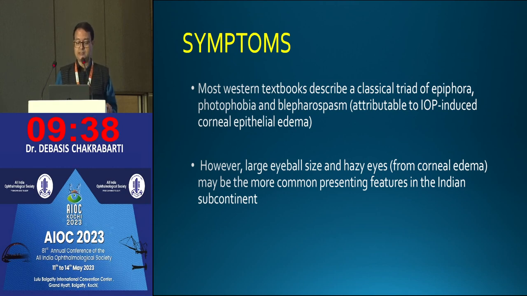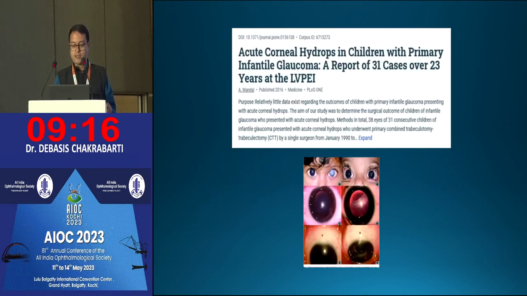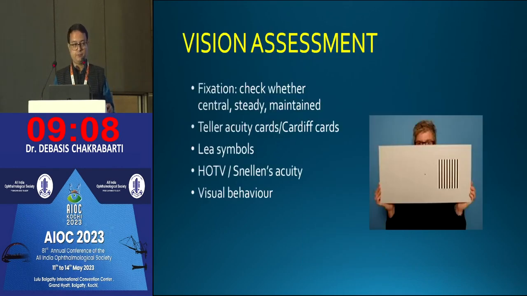So we are discussing this, that most Western textbooks describe a classical triad of epiphora, photophobia, and blepharospasm, which is attributable to the IOP-induced corneal epithelial edema. However, in the Indian subcontinent, many of the children that present to us actually come with symptoms of a large eyeball size and hazy eyes from corneal edema. Rarely, children can present with acute corneal hydrops. That is one of the rare presentations of primary congenital glaucoma also.